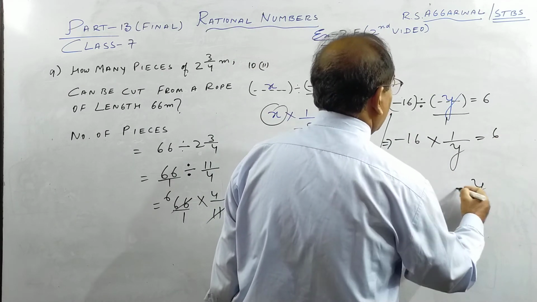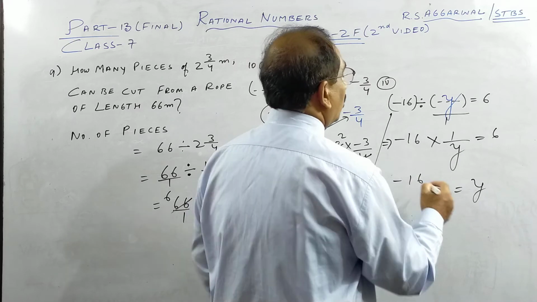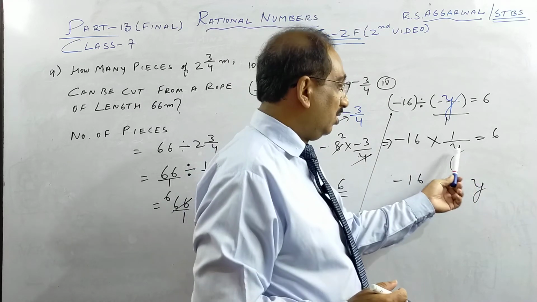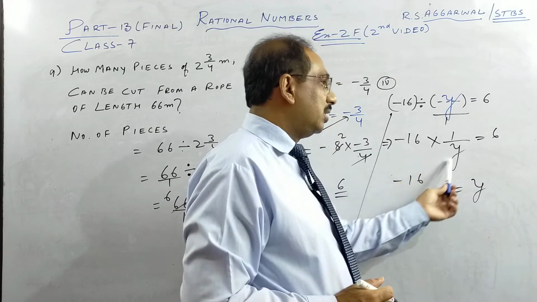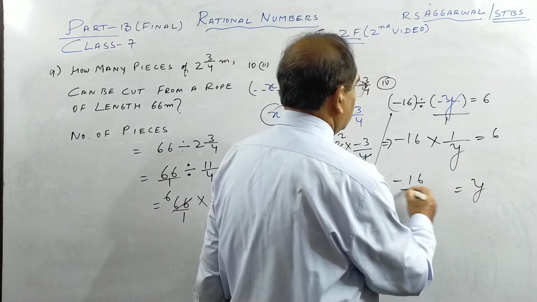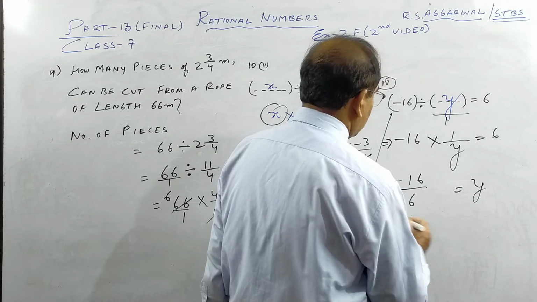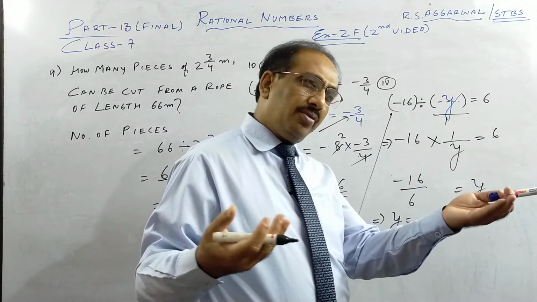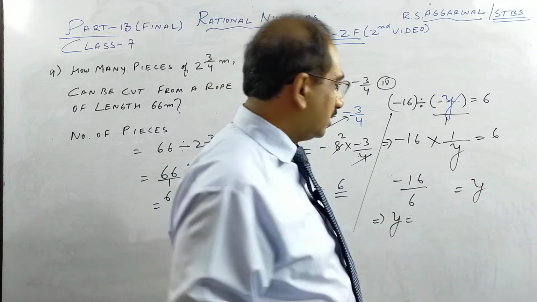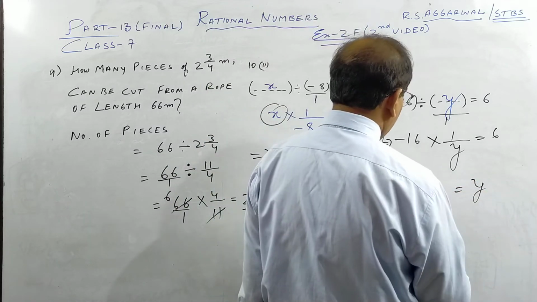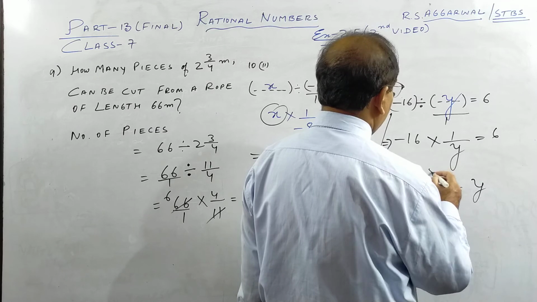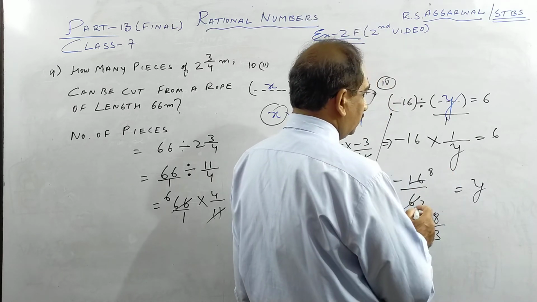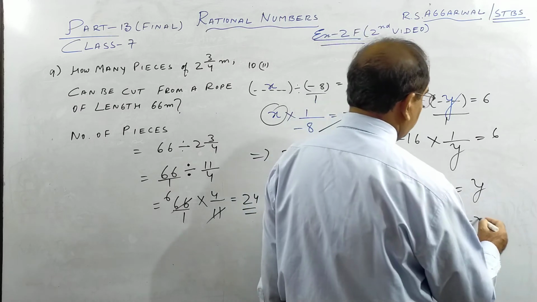Y you take to the other side, children, because I generally want the unknown, the variable, to be on one side alone. So rather than keeping it here, I take the other, 6 comes to this side. So we get y is equal to, like a beam balance, here potato, here weight, here potato. It's the same thing. So you can cancel, 2 3's are 6, 2 8's are 16, so minus 8 by 3.